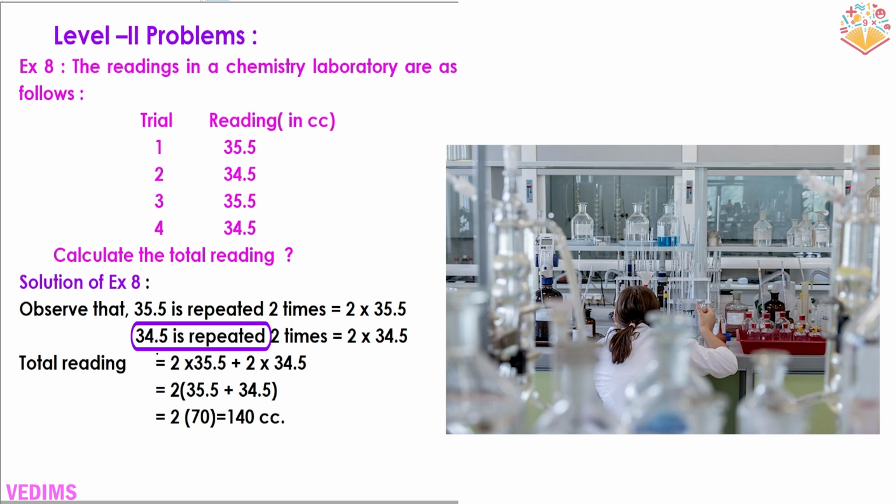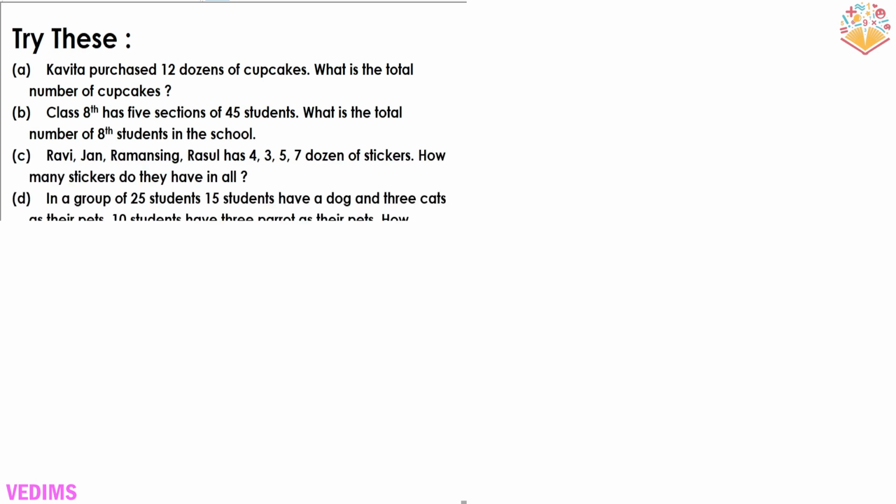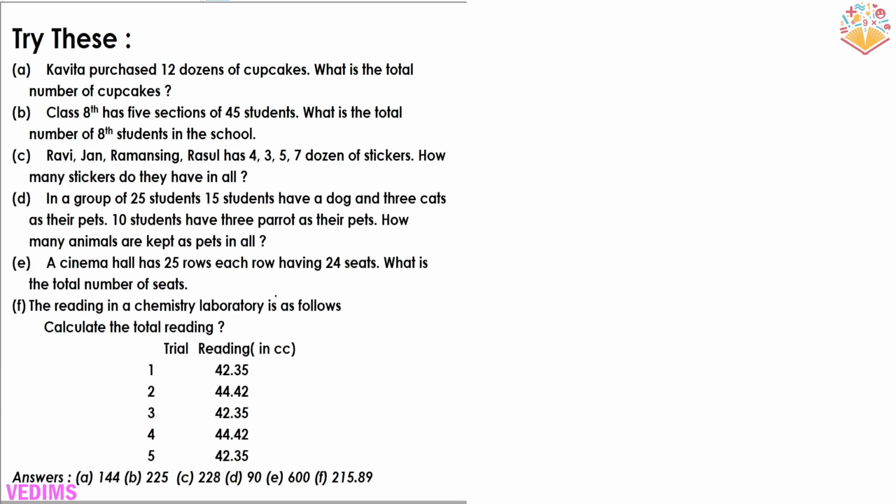34.5 is repeated 2 times. Therefore, 2 into 34.5. Total reading will be 2 into 35.5 plus 2 into 34.5. Use distributive property. Take common 2 into 35.5 plus 34.5. Add them. 35 plus 34 is 69, 0.5 plus 0.5 is 1, so 70. 2 into 70 is 140 cc will be the answer. Try these problems, my dear students, as usual, and practice them. Verify your answer. If you are perfect, you can continue.